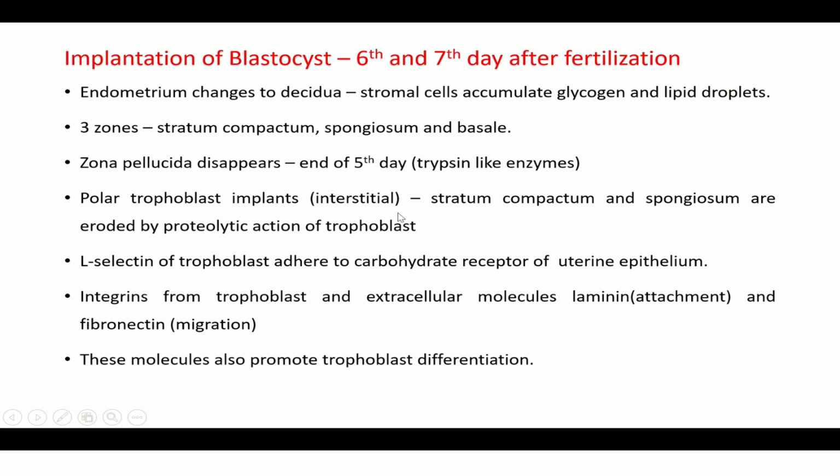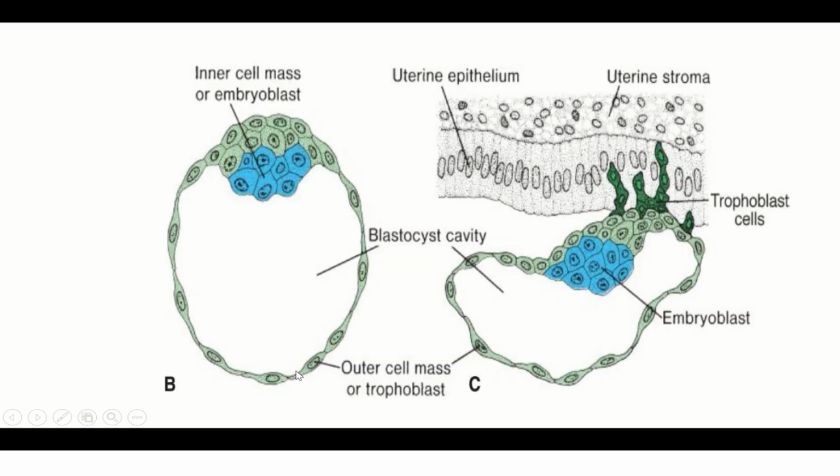Then the polar trophoblast implants into stratum compactum and spongiosum, because these two layers are eroded by the proteolytic action of the trophoblast. Then L-selectin of the trophoblast adheres to the carbohydrate receptor of the uterine epithelium, and the integrins from the trophoblast will interact with extracellular molecules like laminin for attachment and fibronectin for migration. These molecules also help in differentiation of the trophoblast.